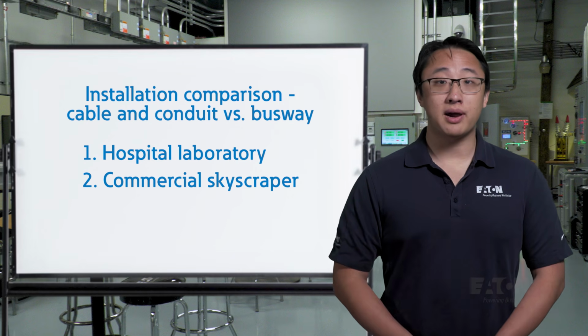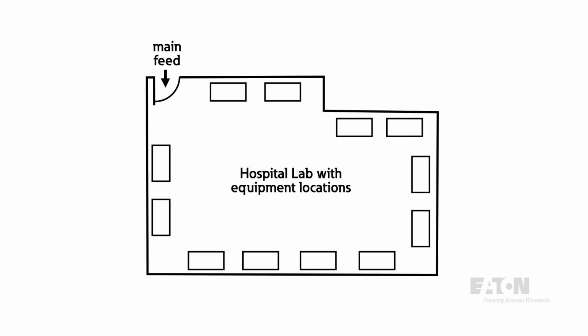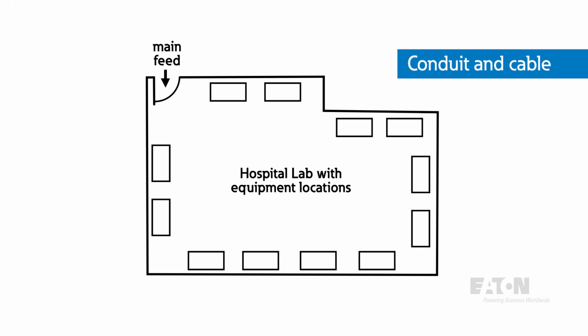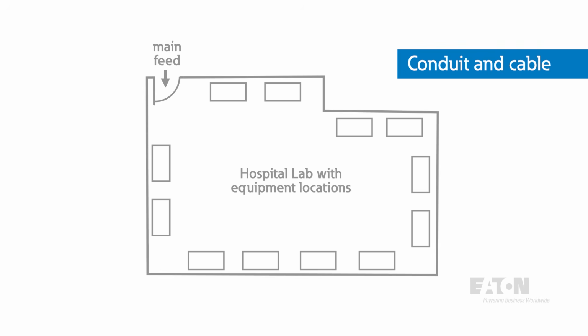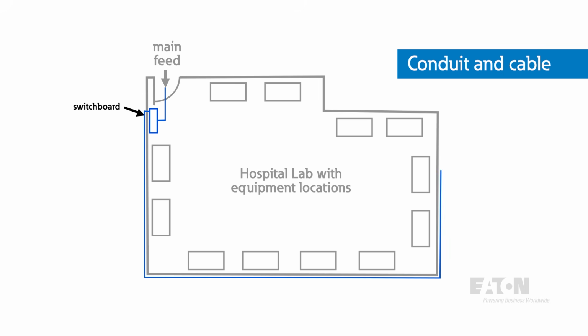Let's say we want to provide power to this hospital lab. The main incoming feed is fed from the top, and there are plans to install equipment along the perimeter and possibly the center. For our conduit and cable system, first we're going to need a switchboard to split up the incoming power. Since there are plans for expansion, we can leave provisions in the switchboard for extra breaker spaces, but if we misjudge it, then we'll need a second structure somewhere. Now, if there are plans for where the equipment goes, we can proceed to run conduit out of the switchboard to its destination according to the blueprints.